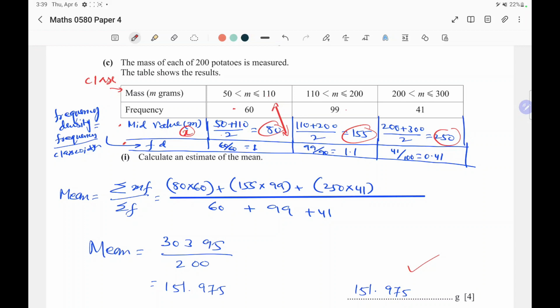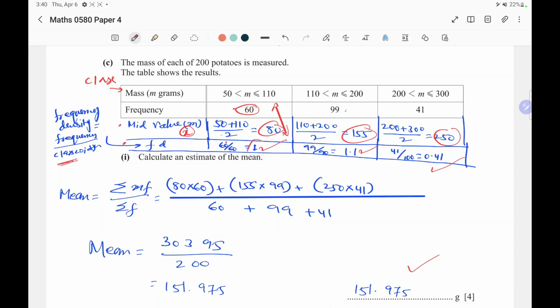And for frequency density we know the formula, that's frequency over class width, right? So this is my frequency, that's 60, and the class width is 50 to 110. You can subtract 110 minus 50, you will get 60. So 60 over 60, that's 1. Then 99 over 200 minus 110, that's 90. So 99 over 90, that's 1.1. Similarly 41 over 100, because 300 minus 200, that's 100. So 41 over 100 is 0.41.